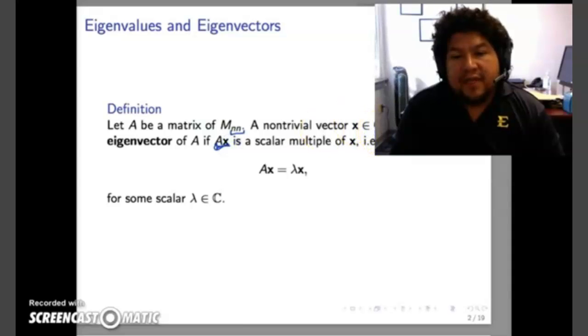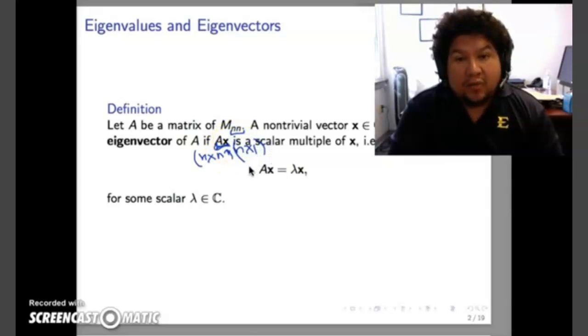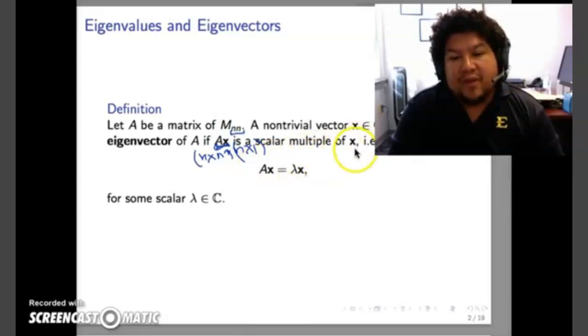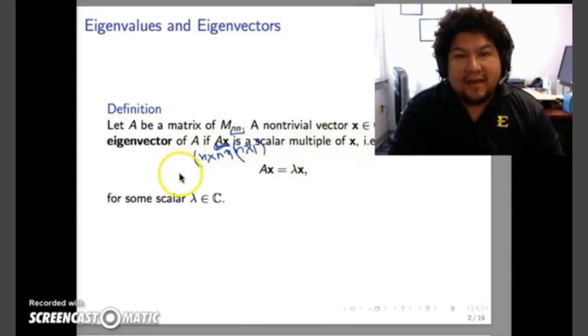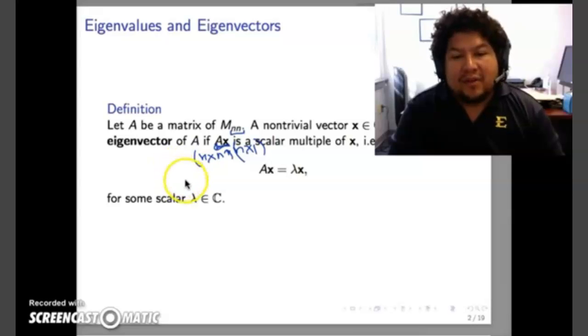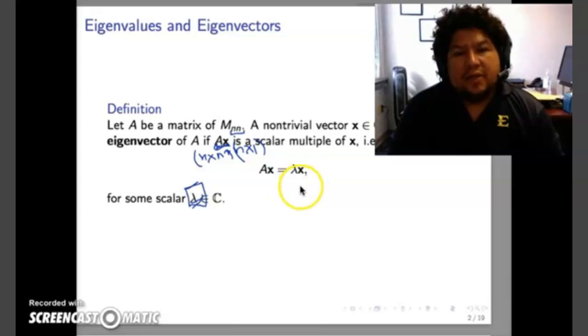this product is a vector in Cn, right? So here you're multiplying an n by n matrix times an n by 1. So that is giving you an n by 1 column. That's a vector in Cn. So if that multiplication Ax is a scalar multiple of x, we would say that that vector is an eigenvector for some scalar lambda. This lambda is some scalar for which this equation is true.